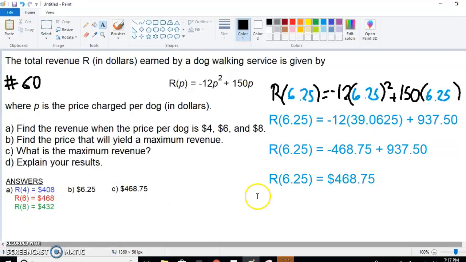So we found that to maximize that revenue, $6.25 is our magic price. Okay, and that results in the most possible amount of money that can be earned using this formula that we were given that generates the amount of revenue.